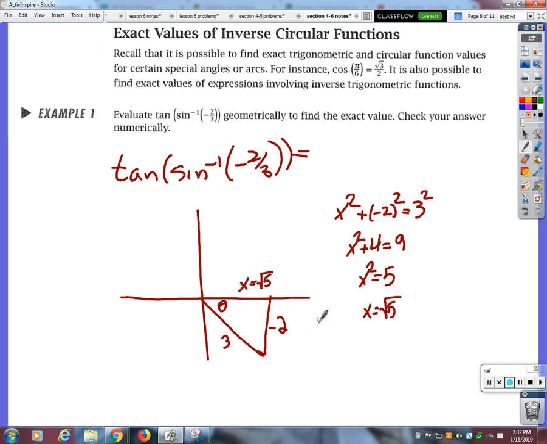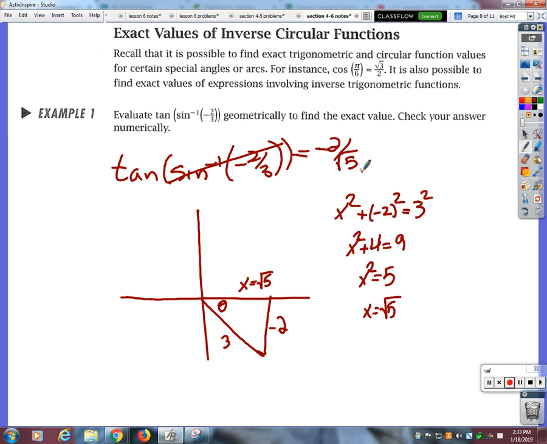Okay. All right, so now that we have all the sides labeled, we have basically done this part of the problem, and then we just need to figure out what the tangent of this angle is. So what is the tangent of that? You've got a triangle right here. Opposite over adjacent, so negative 2 over root 5, done. Okay, that's it.